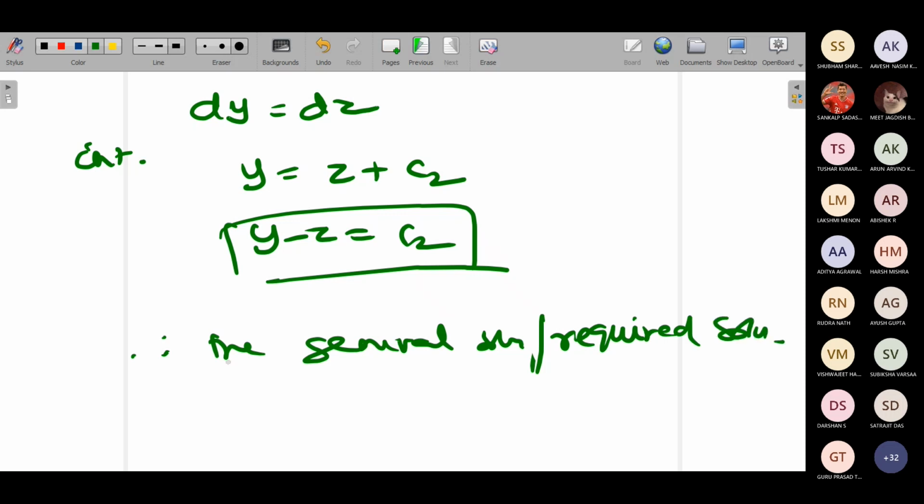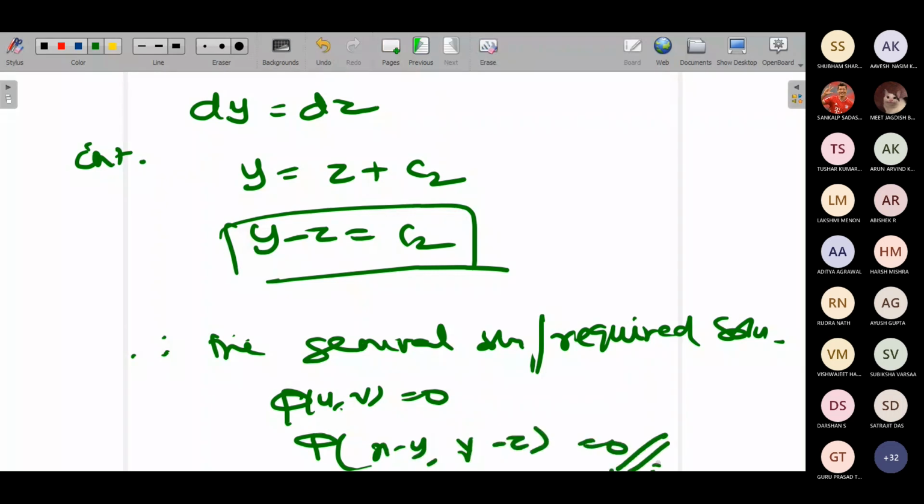Okay, the required solution is phi of u comma v equals 0. So what is your u? You can take the first term. What is your first term? x minus y. So phi of x minus y comma y minus z is equal to 0. Is it clear?